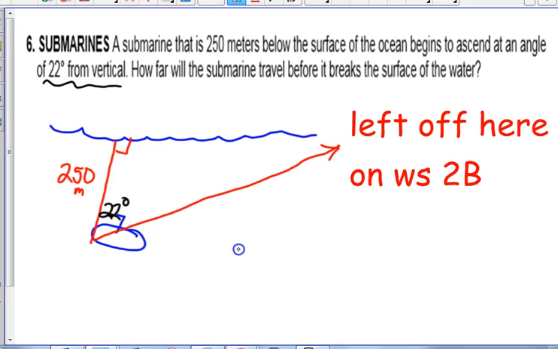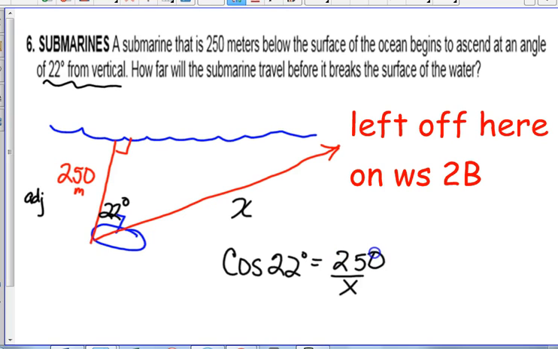Okay. Where's the sub actually going? He's following this funky line right here, right? So that's the distance we want to find. The hypotenuse, even though it doesn't look like one in my picture. All right, which function do we need? Hypotenuse and adjacent, which would mean cosine. 22. What mode do we need to make sure we're in? Okay, and it's adjacent over hypotenuse.